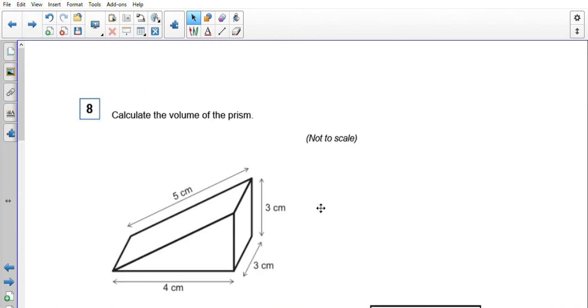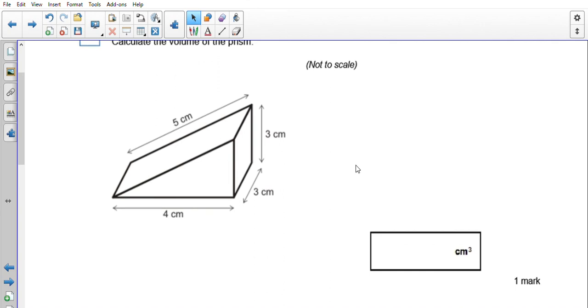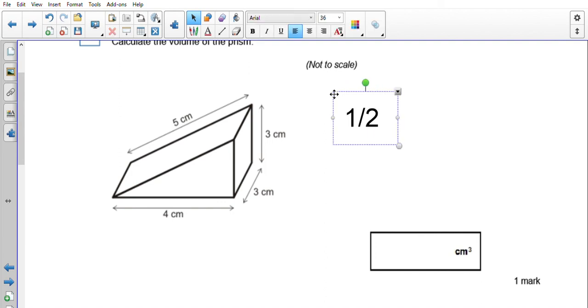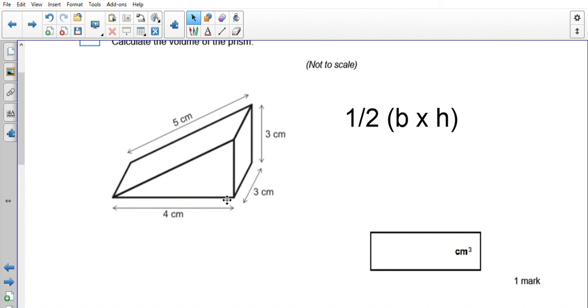Okay, and then final question, calculate the volume of the prism. Tricky one, but think of it exactly the same as a triangle. So the area of a triangle is half of the base times height, which is the same as our kind of length times our width, if you will. So this is my height here. So I can work out the area of the triangular face, and then all I need to do is multiply that by how deep it is, which is this figure here.